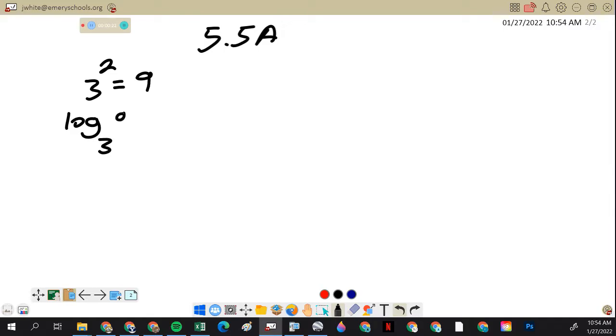We are going to split 5.5 into two parts. So today we're doing 5.5a. And we need to remember something about logarithms. 3 squared equals 9 converts into log base 3 of 9 equals 2. Okay?